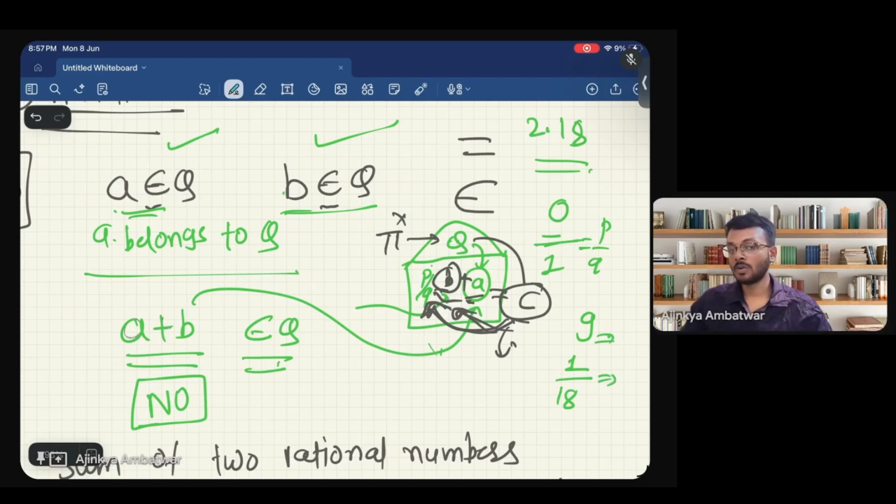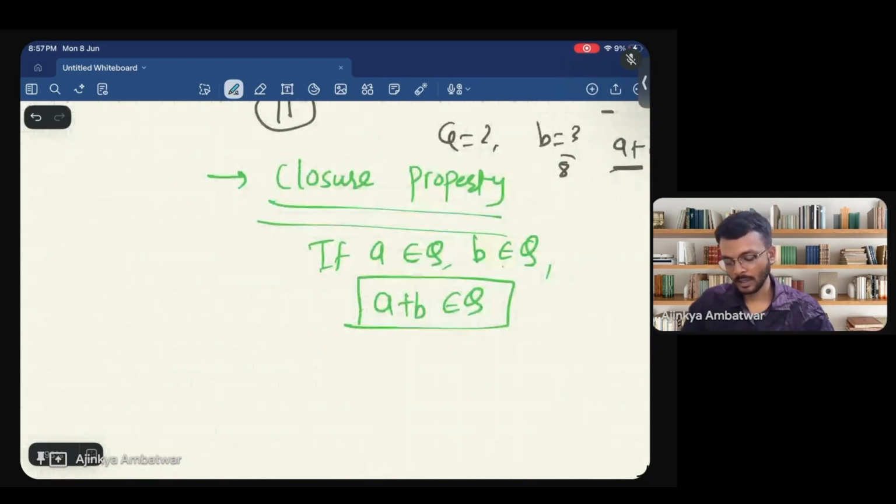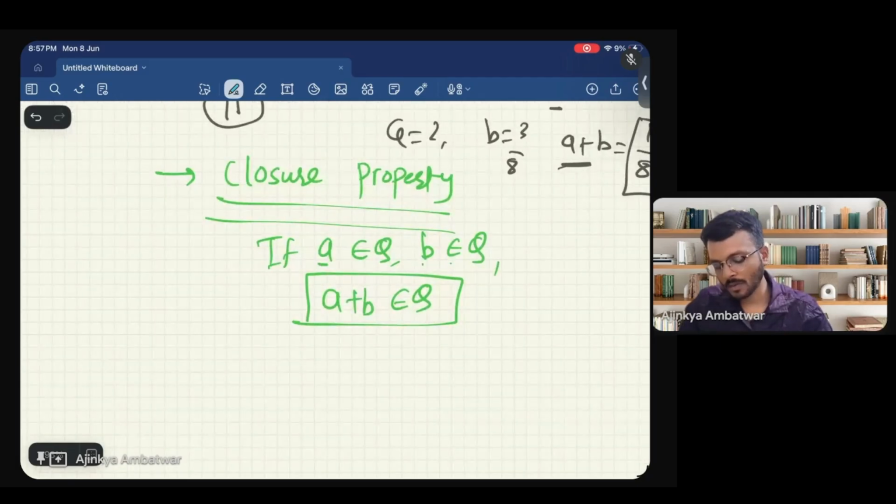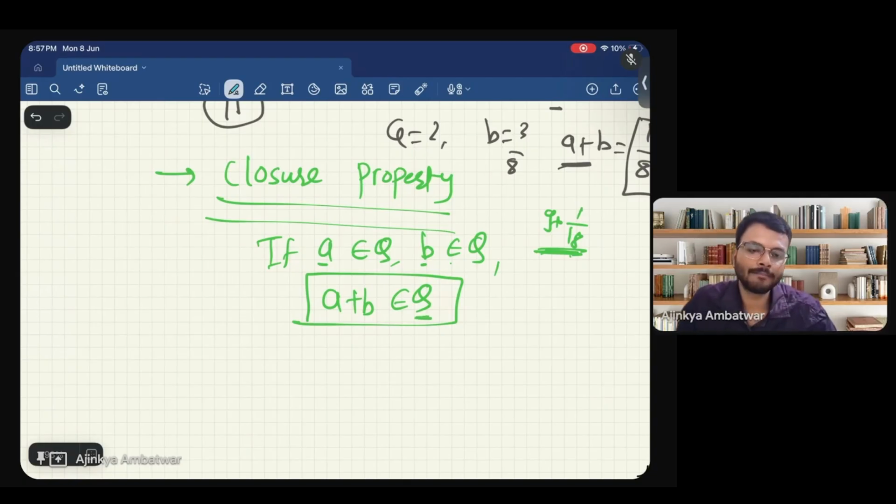Now what does closure property mean? You picked A equal to 9, B equal to 1 by 18. You picked them because they belong to the house of Q. They are part of Q. Now what I'm telling you is, if you add this 9 and 1 by 18 together, whatever number you get after this addition should also be another rational number. Can you add these two, A and B, and tell me what the answer is?